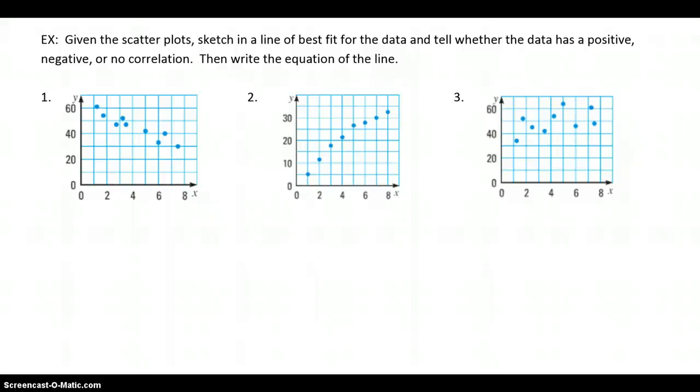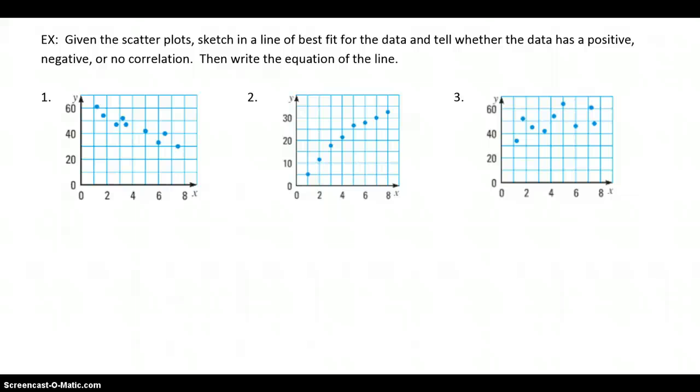If we move on to the scatter plots that they've provided for us, it says, given the scatter plots, sketch a line of best fit for the data and tell whether the data has a positive, negative, or no correlation, then write the equation of the line. Okay, so a line of best fit is exactly that. You want to draw a line that best fits the data. So it's going to kind of represent the data. It's going to go through kind of the middle of the data.